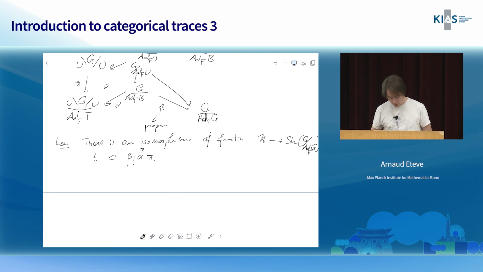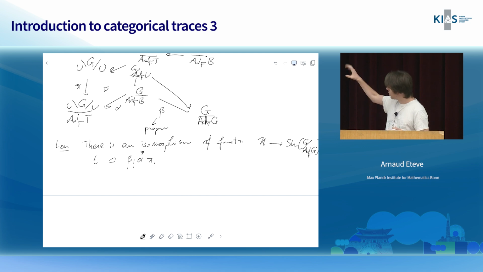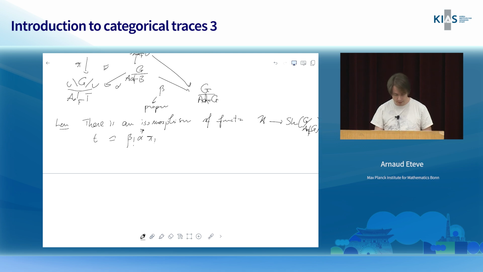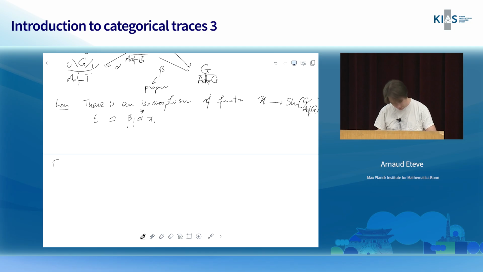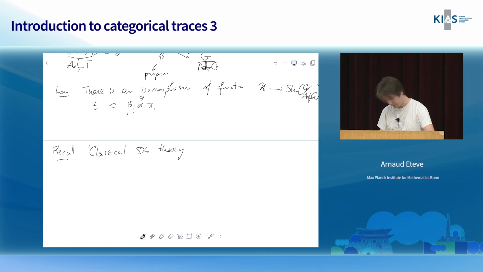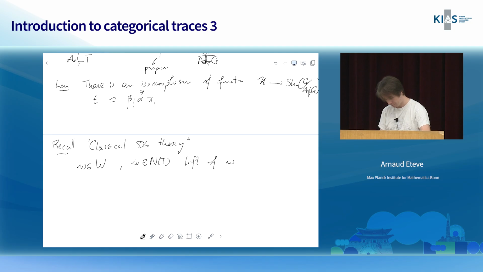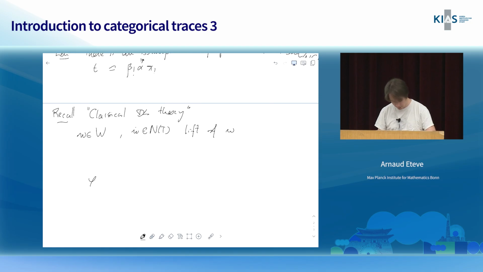Okay, and that's the main input to relate this to classical Deligne-Lusztig theory. So let's recall classical Deligne-Lusztig theory. What you do is you choose w, some element in the Weyl group, and choose ẇ, a lift of this element. And you can form these two varieties.